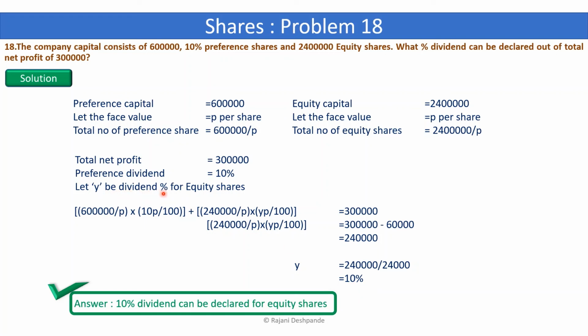Y is the dividend percent for equity shares. So this is the dividend percent for the equity shares, that is 10%. So 10% dividend can be declared for the equity shares.